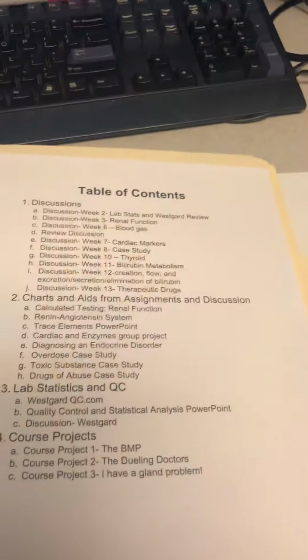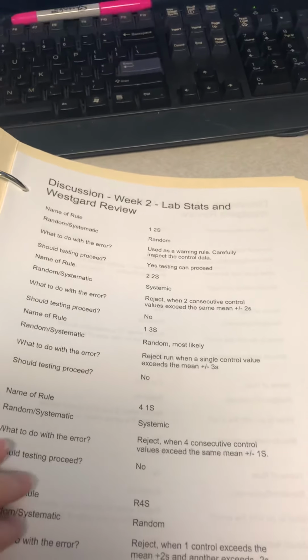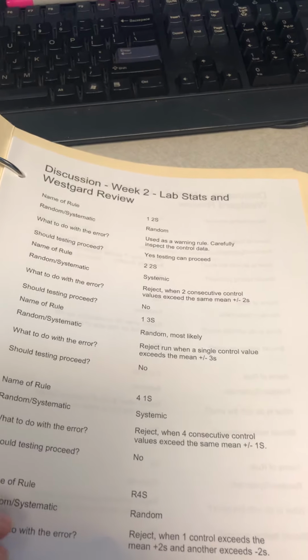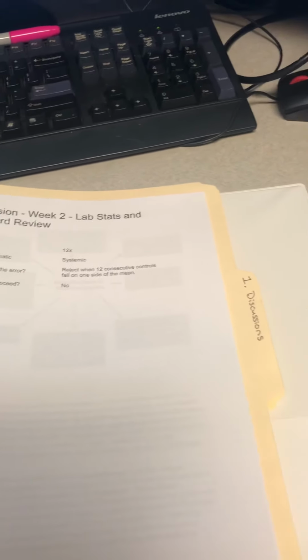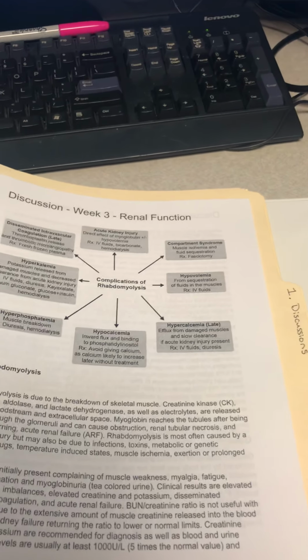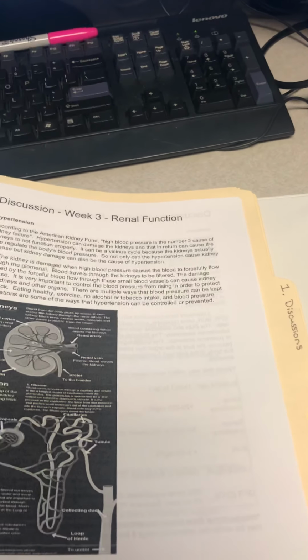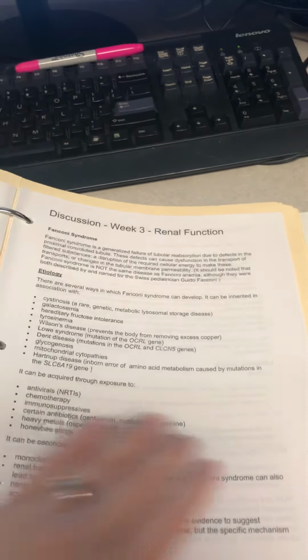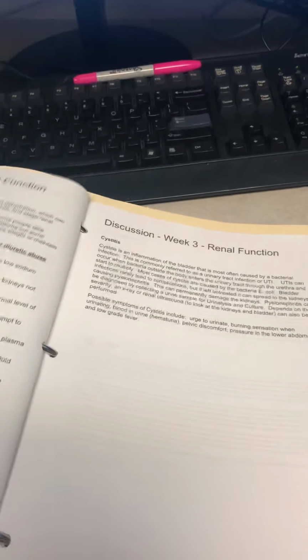So here's my table of contents. My first tab is discussions. So I have week 2, lab stats and Westgard review. So I pulled my discussion. Week 3 is renal function. I actually went through and got literally everybody's because I won't flip through every page, but I got everybody's because it is such an important chapter. So I just wanted to make sure I had all the information in one place to study.